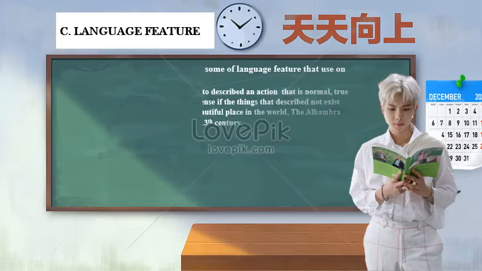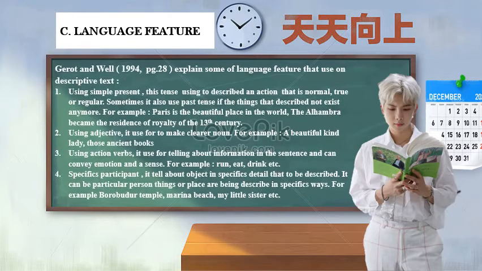Okay, after we know about the generic structure of the descriptive text, here we move to the language features of the descriptive text. Jared and Well, 1994, on page 28, explain some of the language features that are used in descriptive text. There are four language features of the descriptive text that Jared and Well explain. So here we start the explanation. The first is using simple present. Simple present tense is used to describe an action that is normal, true, or regular. Sometimes it also uses past tense if the things described do not exist anymore.